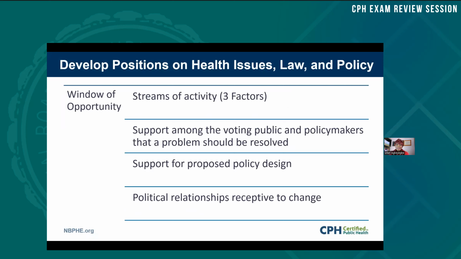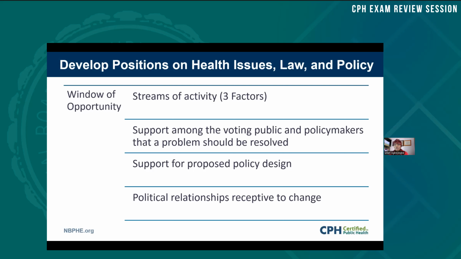Now, when policies get into place, in terms of developing positions, there's something that we call a window of opportunity. And it says it's a stream of 3 factors that have to be in place. When those 3 factors are in place, you are more likely to get a bill passed into law. So you have support among the voting public and policymakers that the problem should be resolved. You have support for the proposed policy design, and then the political relationships are receptive to change.